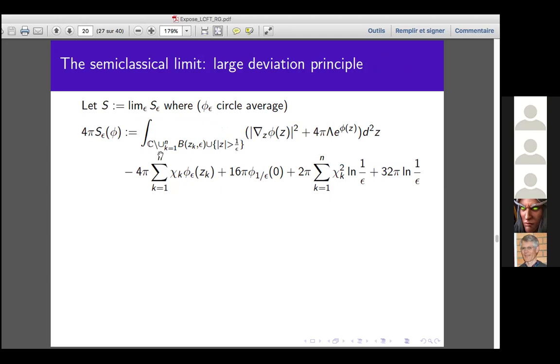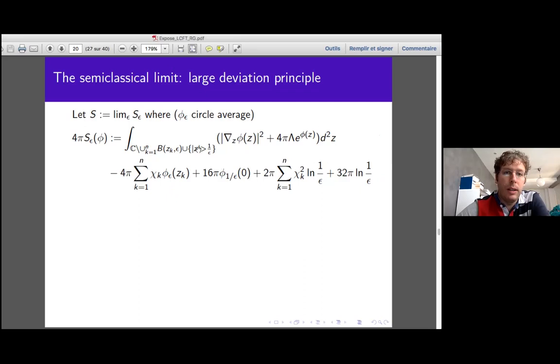So I introduced the Liouville action. Remember that I'm going to look at fields which have logarithmic singularities at the points zk. What I do is I take the gradient of the function squared plus the exponential, but I integrate outside of plus infinity and little balls around zk, where the function is going to be smooth. I look at minus four pi sum of chi k times the function taken at zk, but the function is regularized. So you take a circle average of the function around the point zk, and you take out the logarithmic divergence with these factors here, okay?